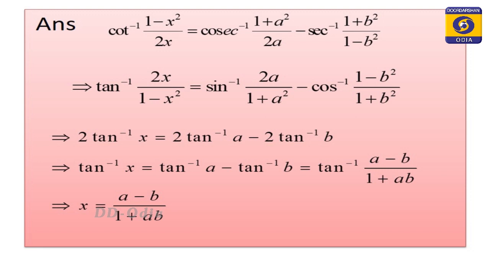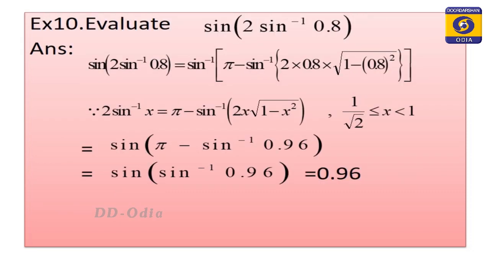After cancelling out, use the formula tan inverse a minus tan inverse b is equal to tan inverse of (a minus b) by (1 plus ab). So the value of x is your (a minus b) by (a plus b). Similarly, you can evaluate sin of 2 sin inverse 0.8, right. Use the formula; 0.8 is less than 1. So pi minus sin inverse of this, you will get 0.96.